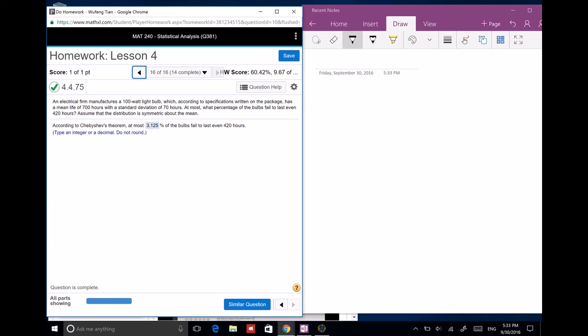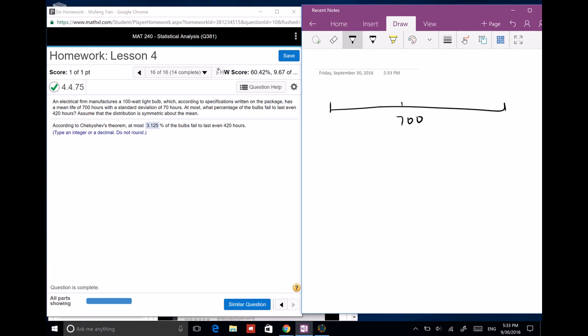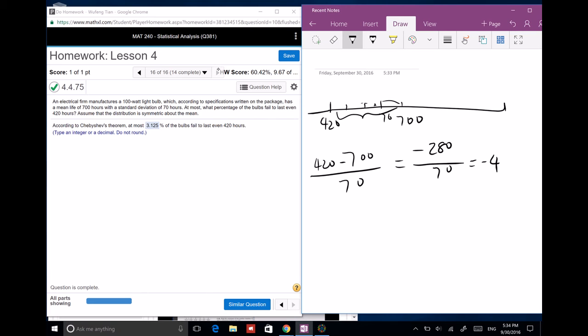Next one. Okay, so the mean value is 700, and the standard deviation is 70, and we want the probability that it's less than 240. Okay, so 420 minus 700 divided by 70, which is -280 divided by 70, which is -4. So that means 4 sigma to the left.